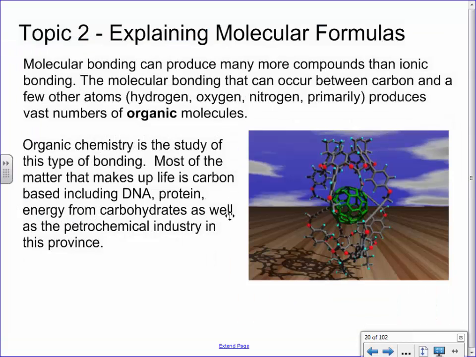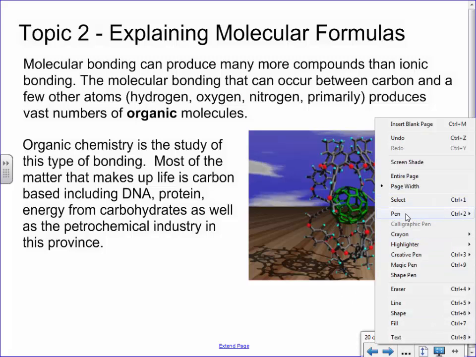Today's topic, at least for number 2, is explaining molecular formulas. We're going to focus very specifically today on molecular bonds. I'm going to do a quick recap from yesterday.